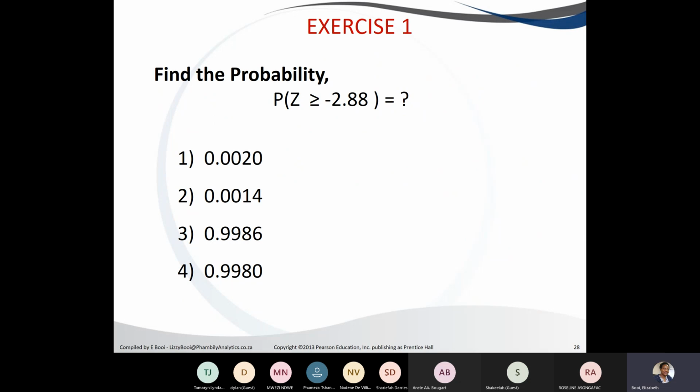Sometimes in the exam, you might be given a question like this. Already they've calculated your Z. All you need to do is go find the probability on the table. Remember, the question is greater than. Therefore, you're going to have to say 1 minus the probability you find on the table, which is the probability of Z less than minus 2.88. So go to the Z table and go find minus 2.88.